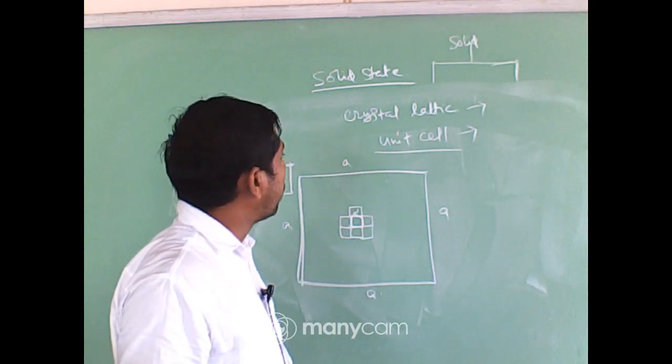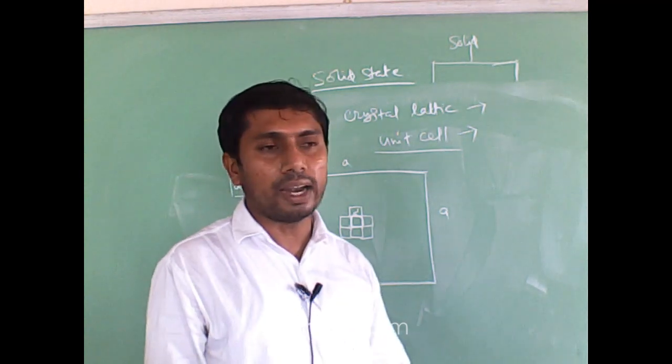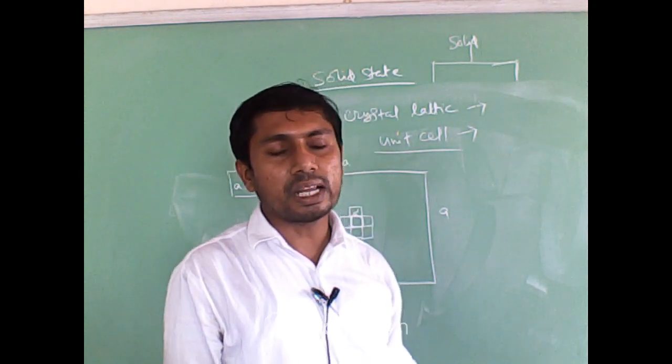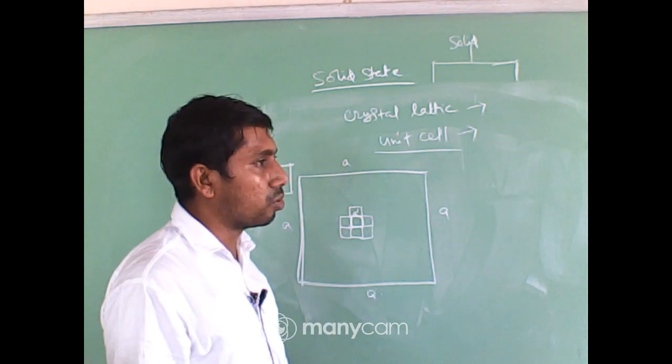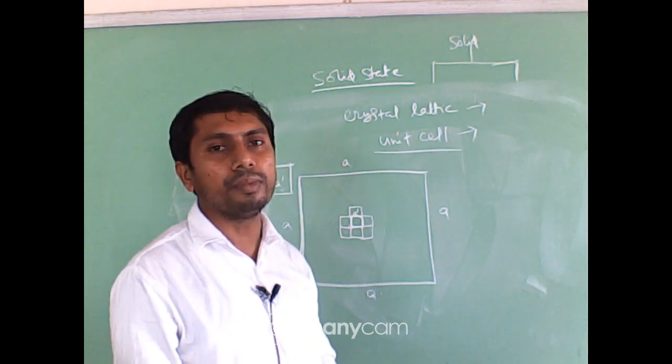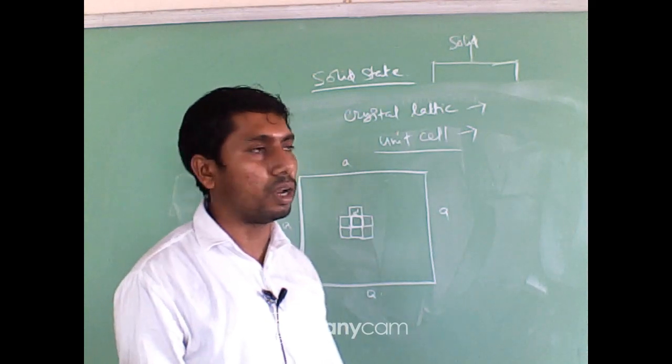And what is a crystal lattice? The overall arrangement of the crystal points in the crystal is called the crystal lattice. The overall distribution of the crystal points in the crystal is called the crystal lattice.